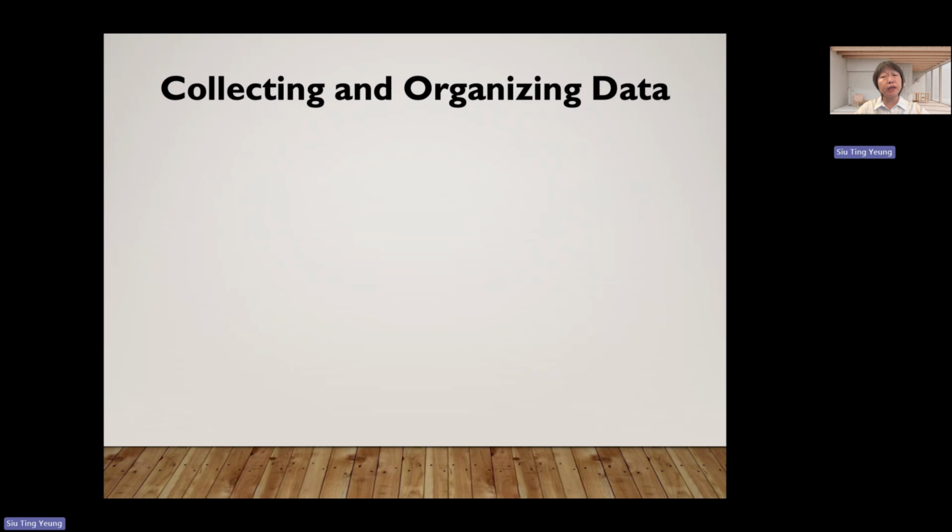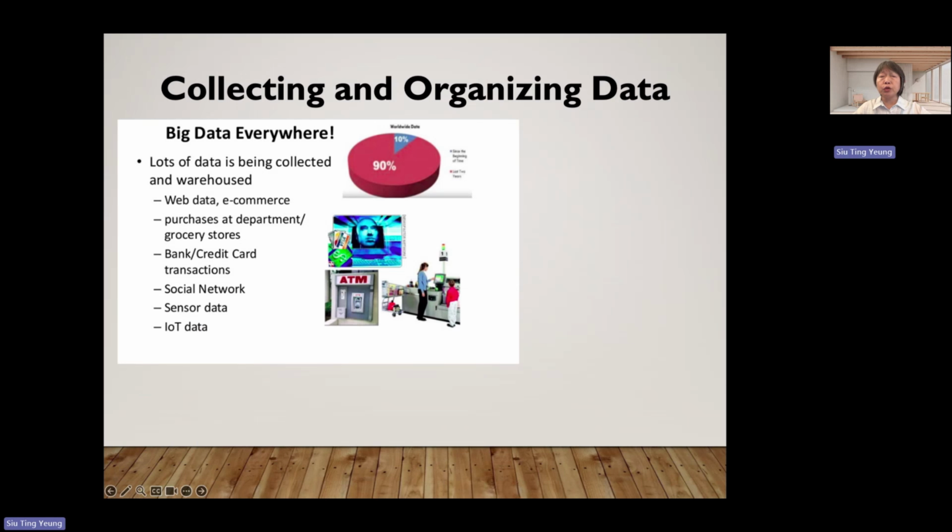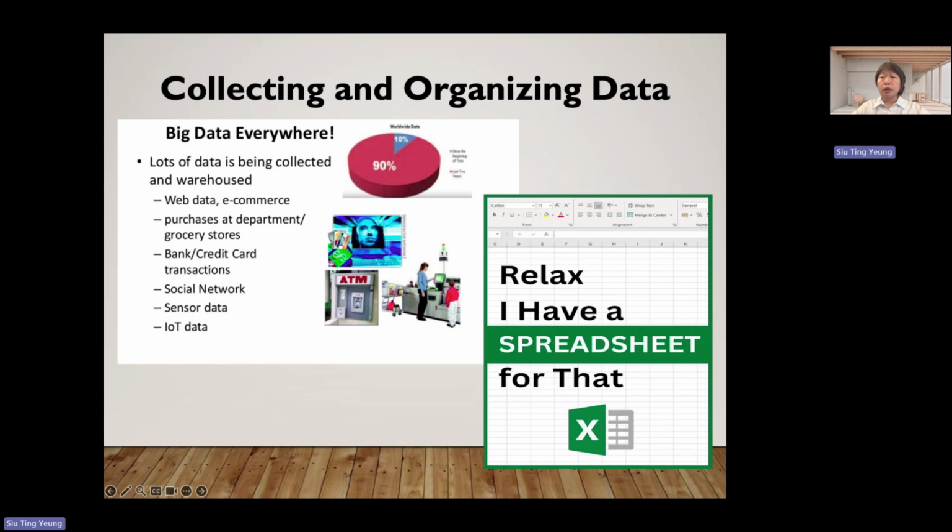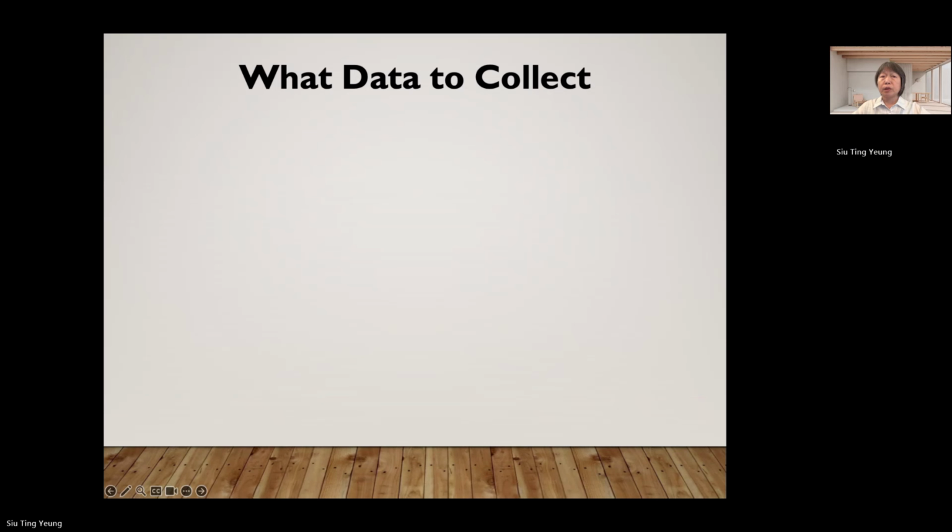Whether you're running a cafe, a small retail shop, or a wellness service, you are sitting on tons of information already. Big data everywhere, lots of data collected. For example, web data, e-commerce, purchases at department and grocery stores, bank credit transactions, social networks, etc. When it comes to collecting data, start small. You just need a simple system to capture it, right? But what kind of data to collect?